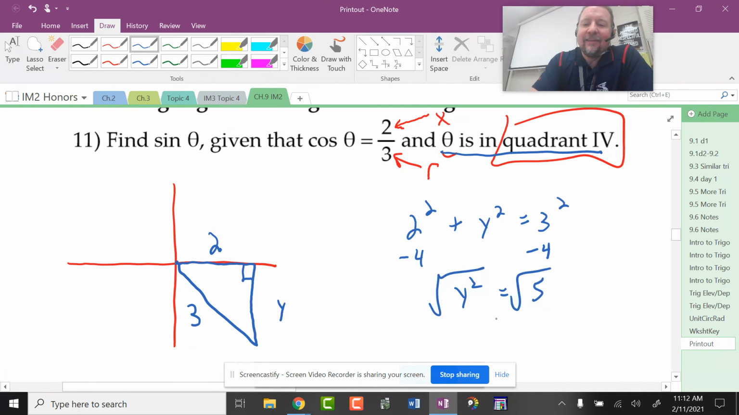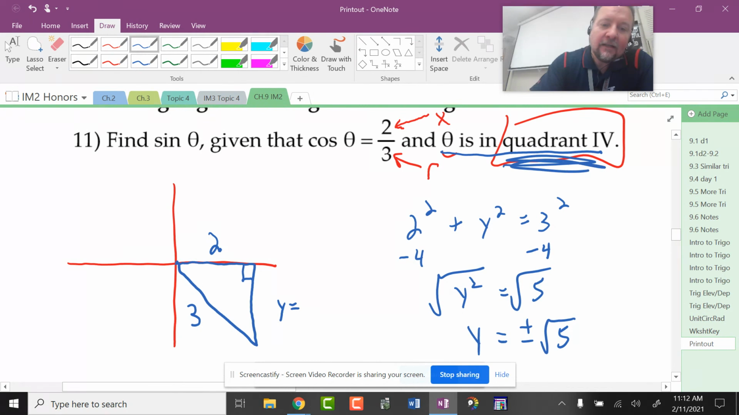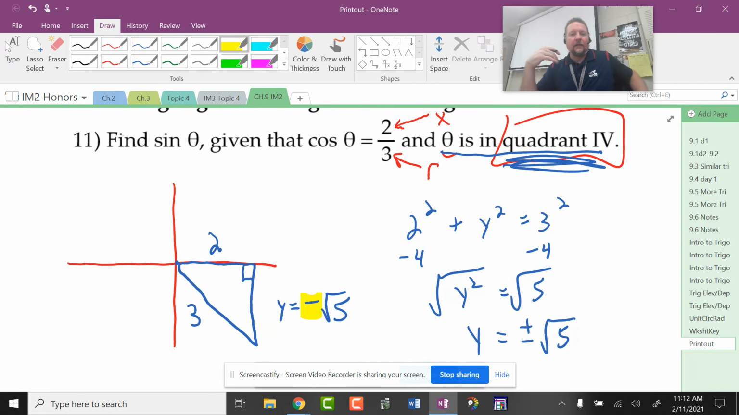Now, remember in algebra, it's plus or minus. But then in real-world geometry, we can't have a negative. But in coordinate trigonometry, you can. And as a quadrant 4 angle, you do get a negative. So that is the big thing right here. Understand that now that you have coordinate trig, you could certainly have negative sides. All right, so that is the big deal.